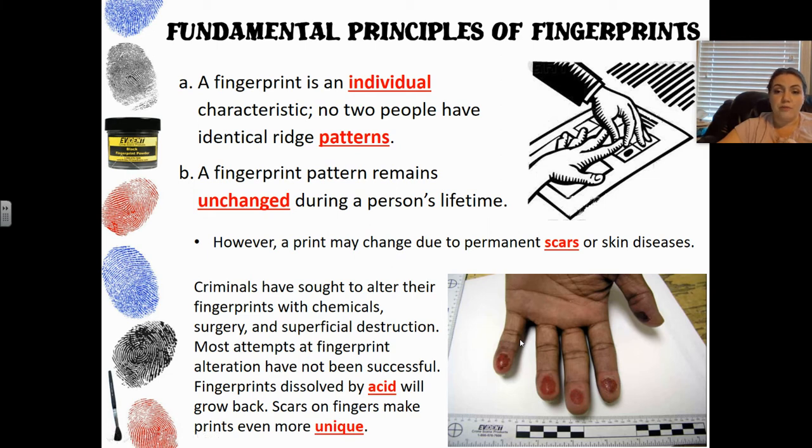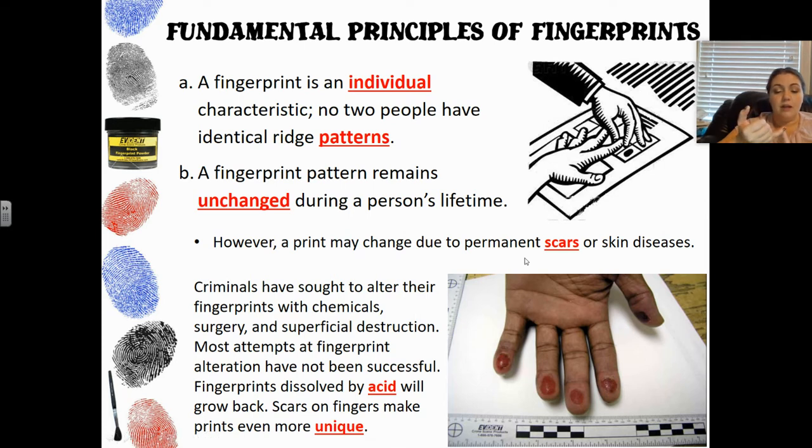The fundamental principles of fingerprints. So a fingerprint is an individual characteristic. I feel like we should know that because fingerprints are individual to us. No two people have identical ridge patterns. So if I'm saying class or individual evidence, it is individual. A fingerprint pattern remains unchanged during a person's lifetime. So the print that you had when you were a baby is the same print you have now. However, a print may change due to permanent scars or skin diseases.